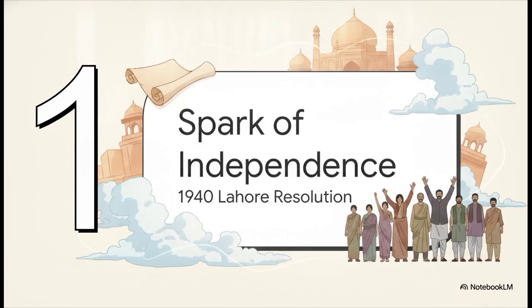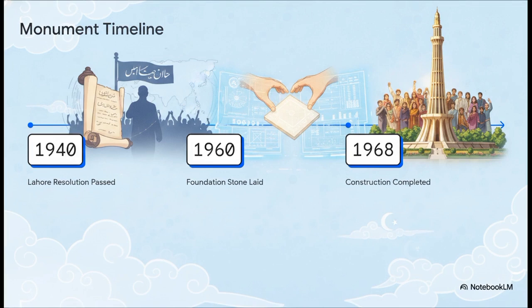Part 1. The Spark of Independence. Let's anchor this story right where it started, back in 1940. So, our timeline begins on March 23, 1940. The All-Indian Muslim League is holding a historic session right there in Lahore, and they passed the famous Lahore Resolution. This was absolutely huge. It called for separate states for Muslims, making it the crucial first step toward the creation of Pakistan in 1947. And because that event was so monumental, they chose that exact site for the national monument.